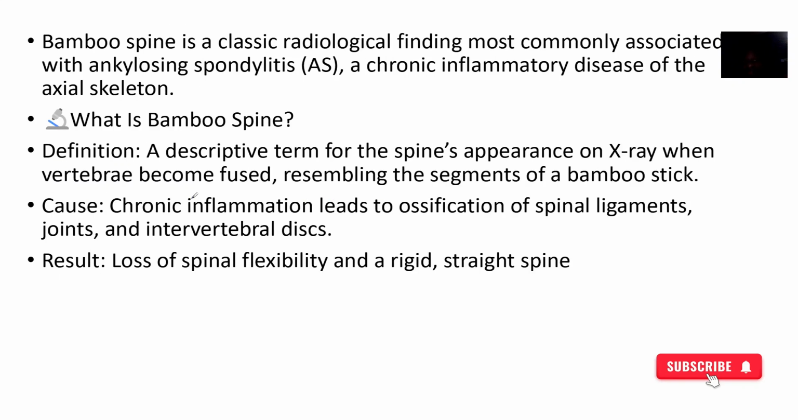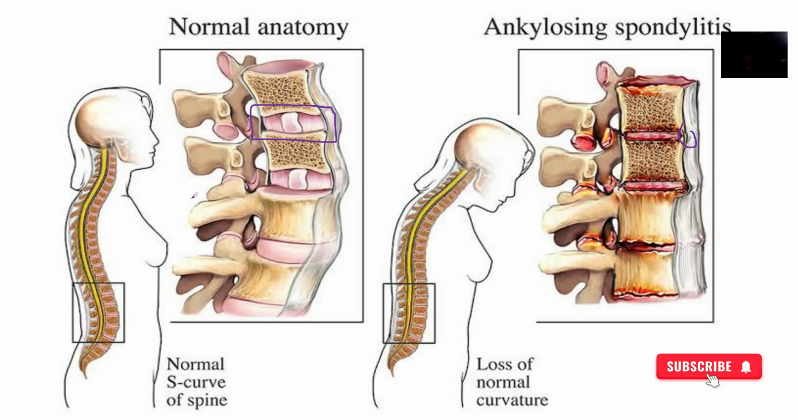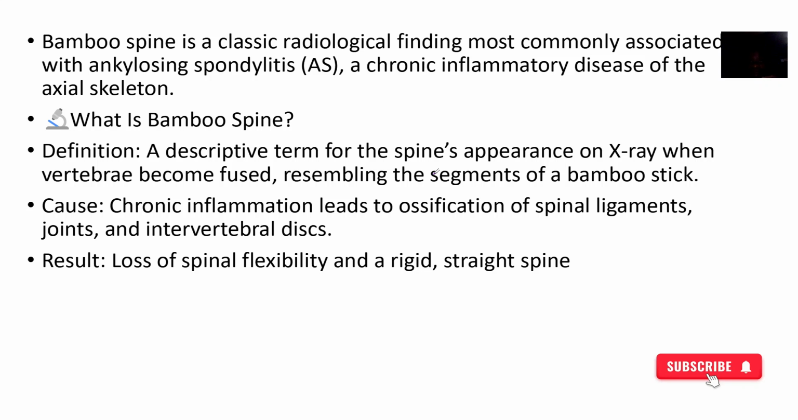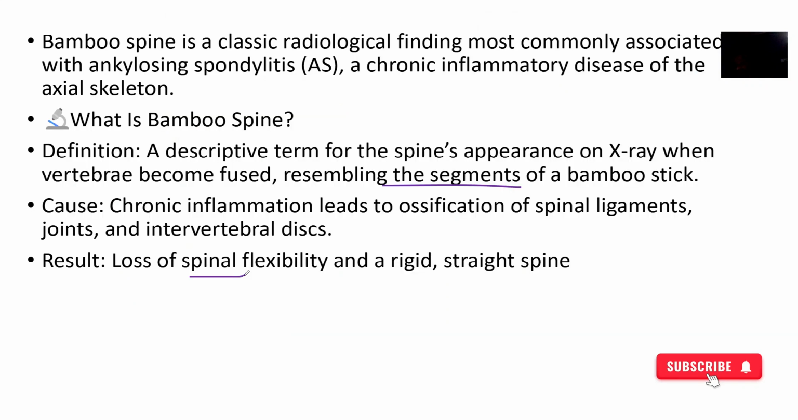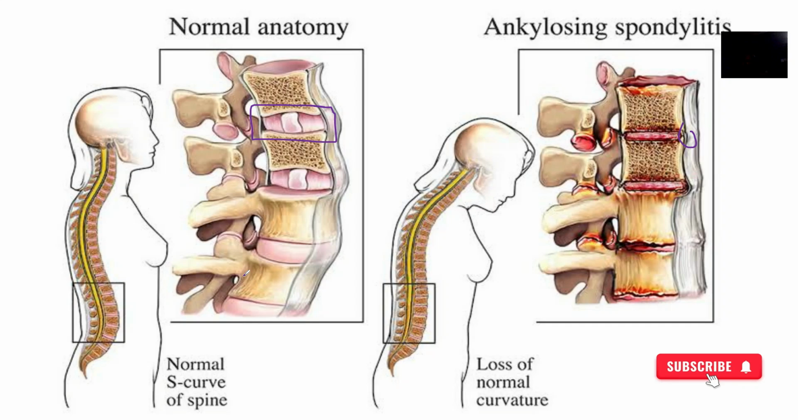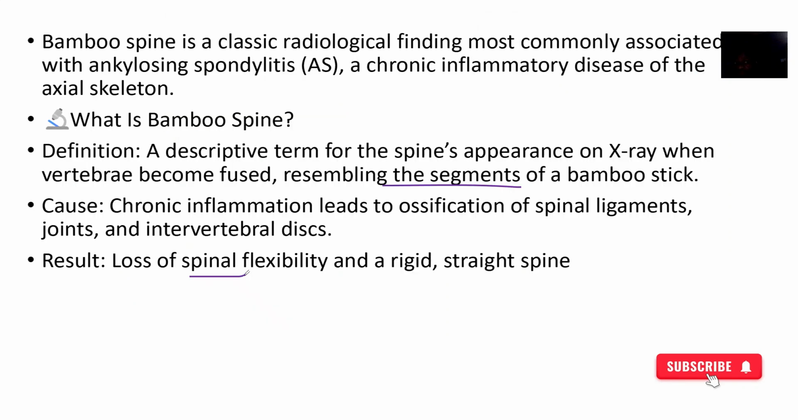So it's associated with ankylosing spondylitis mainly, which is a chronic inflammatory condition of the axial skeleton. It's a descriptive term for the spine's appearance on the X-ray when the vertebrae become fused and resemble the segment of a bamboo stick. So it simply indicates that there's chronic inflammation, and it has led to ossification of the spinal ligaments, the joints, and the intervertebral disc. So of course your spine is no longer flexible, because the compartments are no longer clearly demarcated. So it shows you that the person has definitely been suffering from a rigid spine.